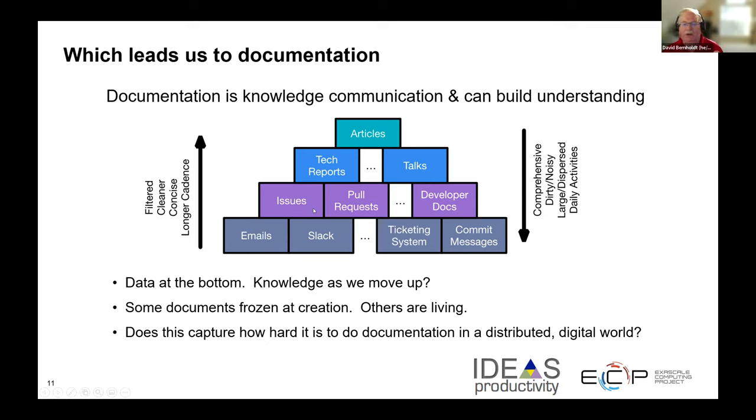As we go up the hierarchy, we are filtering or refining things, we are making things more concise, and we have longer cadences, and typically as we go up the hierarchy, the cadences stretch out even further. So you probably get hundreds of emails a day or Slack messages or things like that. Issues may live for days or weeks or months. Documentation hopefully gets updated as you change the code, which may happen every few months.